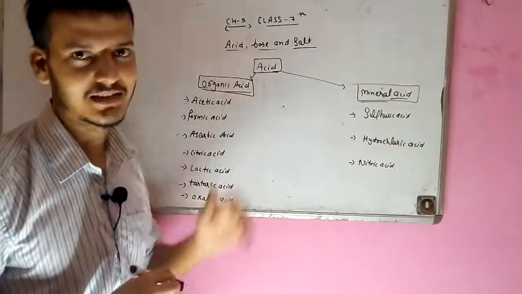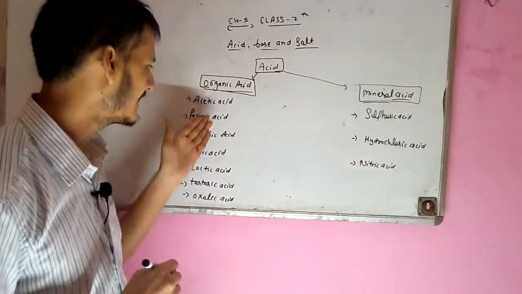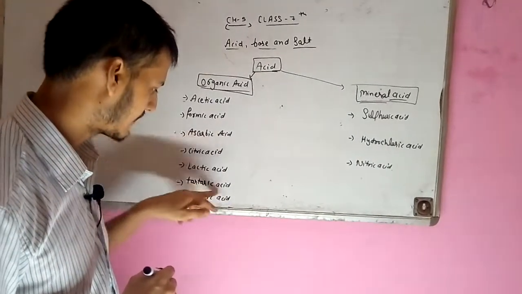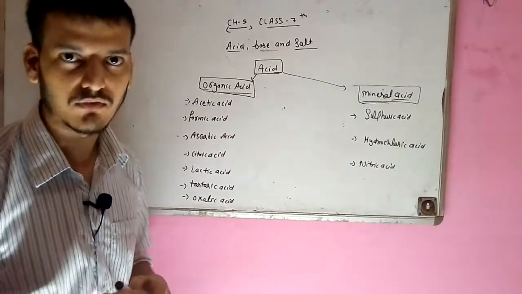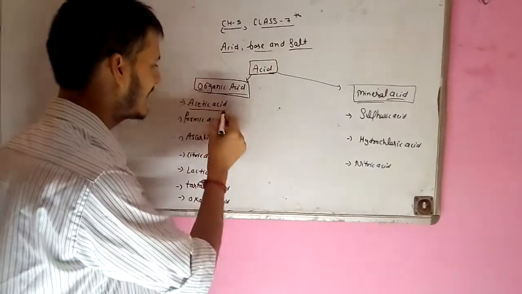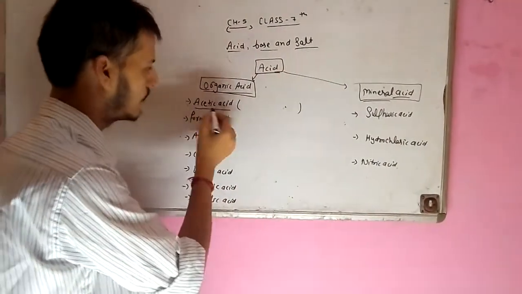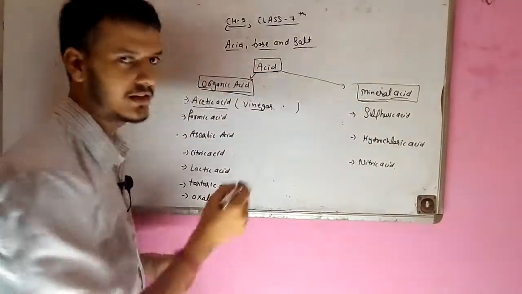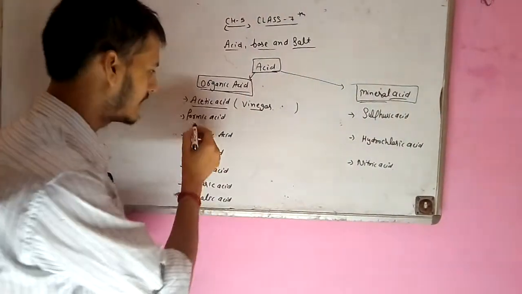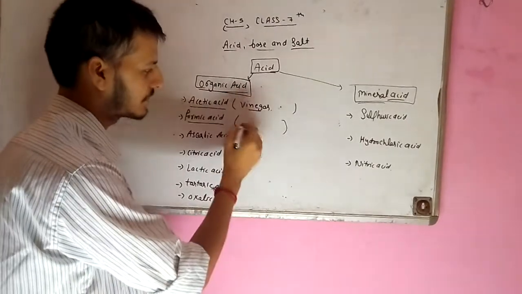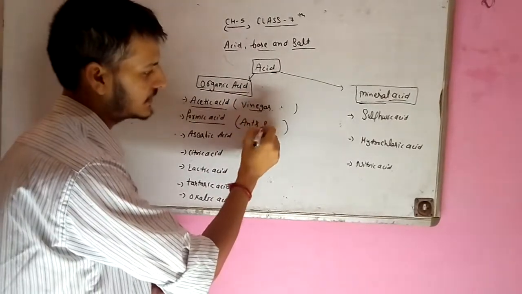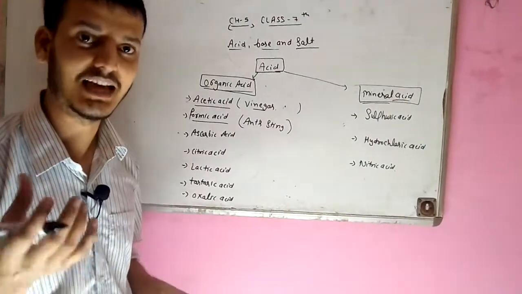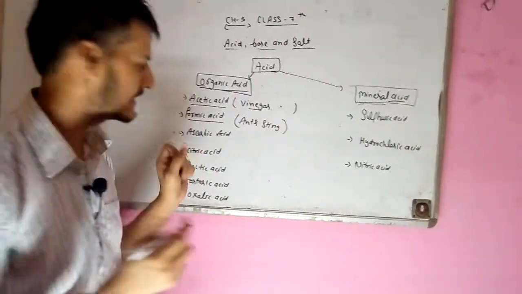Examples of organic acids are acetic acid, formic acid, ascorbic acid, citric acid, lactic acid, tartaric acid, and oxalic acid. Acetic acid is present in vinegar, which is also known as sirka in Hindi, and formic acid is present in ant stings. Ant stings and scorpion stings contain an acid, and its name is formic acid.